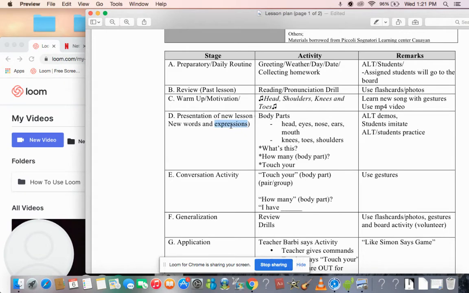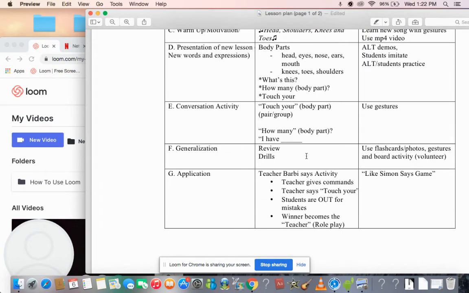Then you present the new words and expressions: head, eyes, nose, ears, mouth, shoulders. You could say what's this, how many, and touch your. Here in remarks, you could say ALT demos, students imitate, ALT and students practice together. It's very essential nowadays if we do demo teaching to have a conversation activity, where students try to converse. You can have a leader or a volunteer that would say touch your or how many, and they ask questions and answers using gestures.